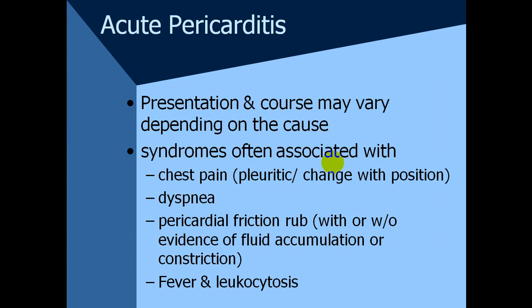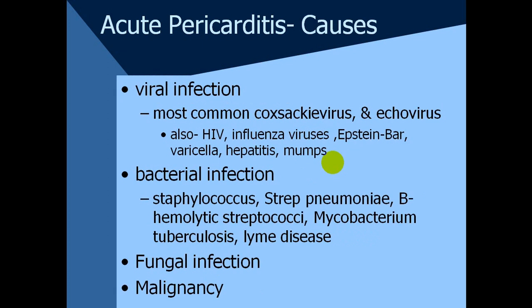The syndrome is often associated with chest pain, usually pleuritic, that changes with position. Dyspnea, and pericardial friction rub with or without evidence of intrapericardial fluid accumulation or constriction. Fever and leukocytosis are prominent. Viral infection, bacterial infection, fungal infection, or malignancy could be the cause behind acute pericarditis.